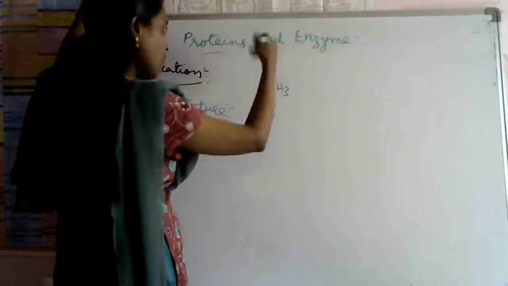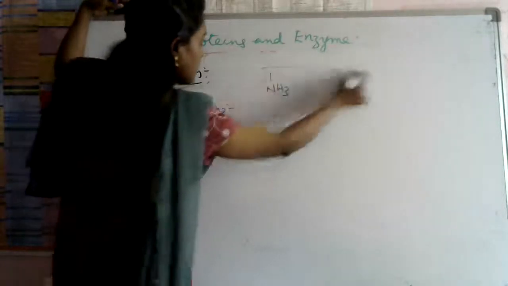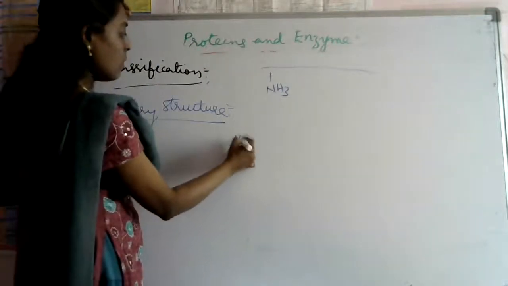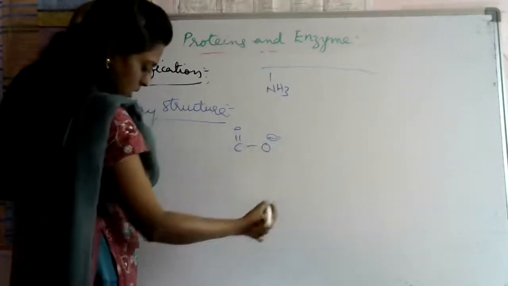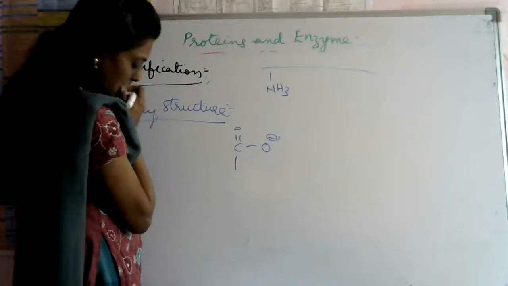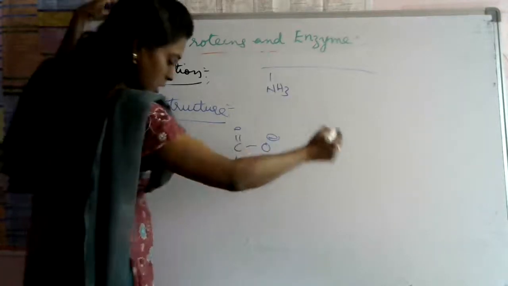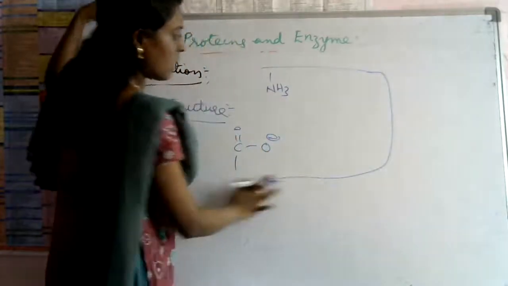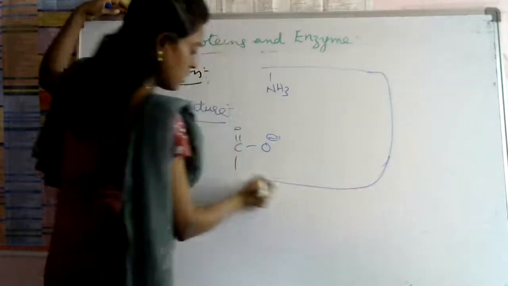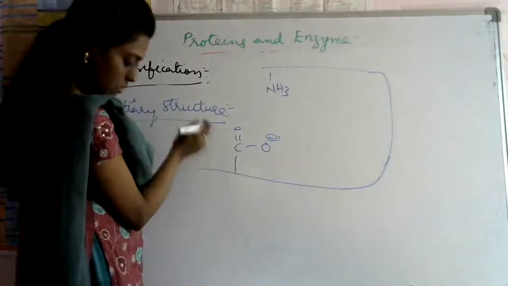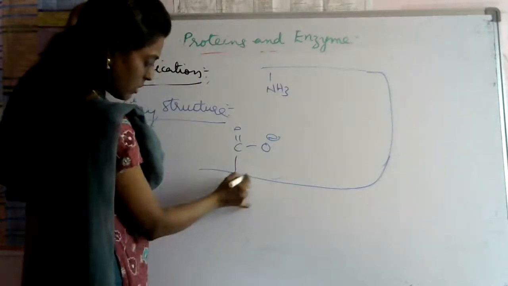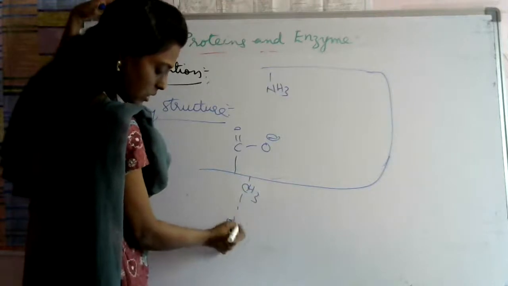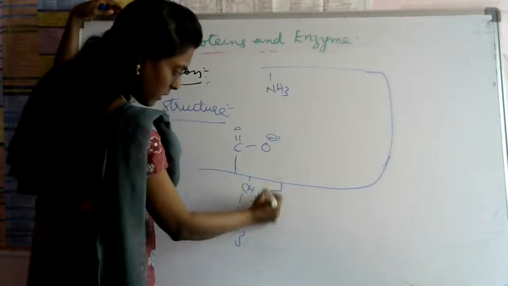Which is attached to another one. So here C double bond O minus will be there. This is attached to this one. This is a chain which has amino acids, meaning this is attached to this one. So like this we have to write CH3 here.